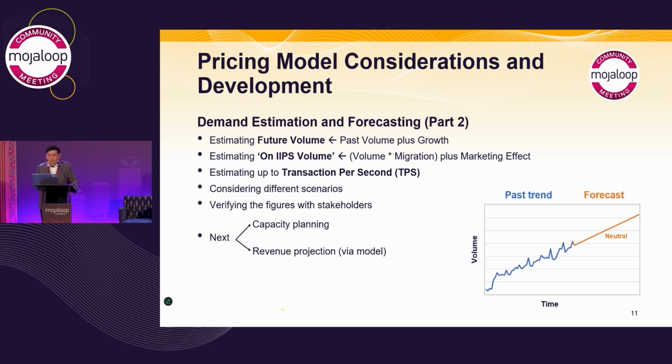This calculation takes the total projected volume and multiplies it by the estimated migration rate. This is what percentage of existing transactions we think will move to our new platform, I mean the IIPS. And then we add marketing effort as well to account for more new users. And this is also an example of a real world calculation. You can also put in other factors that influence the growth rate of the transaction volume.